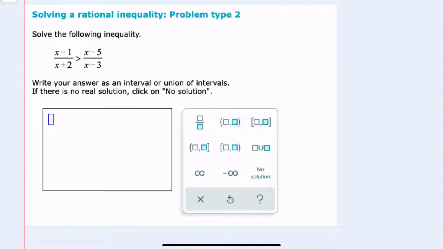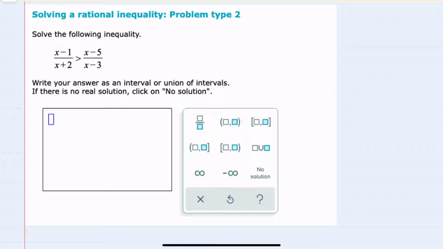In this video, I'll be helping you with the ALEKS problem type called Solving a Rational Inequality, Problem Type 2. This time, our inequality has a quotient on the left-hand side and the right-hand side. And to solve inequalities, I need one of those to be 0. That would allow me to look at either being positive or negative as a way of finding our solution.